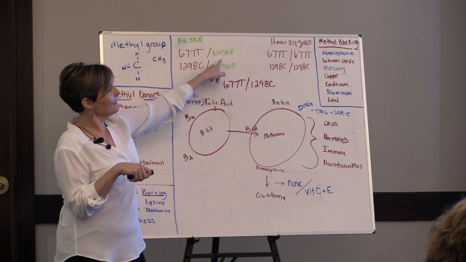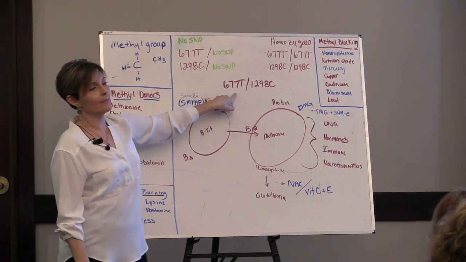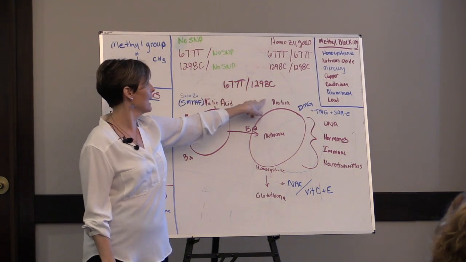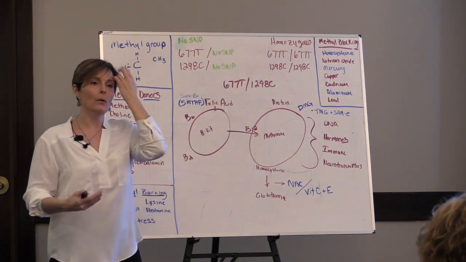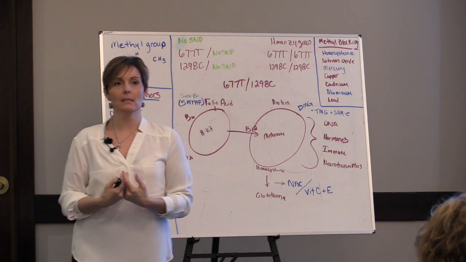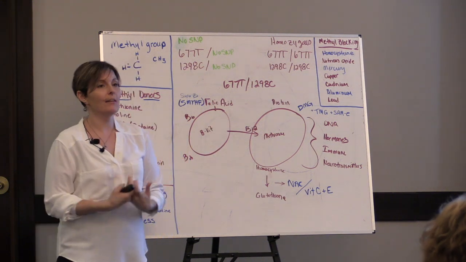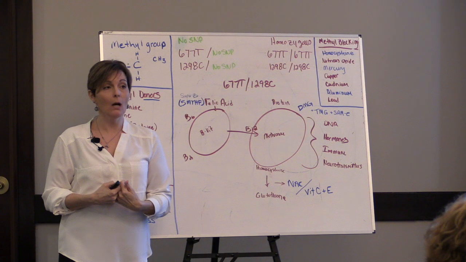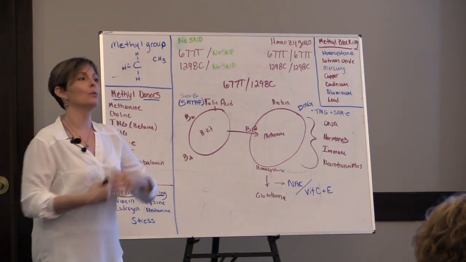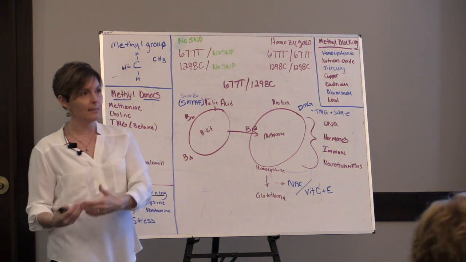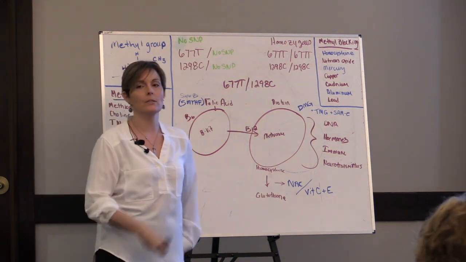And then when you're compound heterozygous, that means you're 677T and 129.8C, which means both of these coming together are what are known as chronic disease. Okay? It's not a death sentence. It just means you now know you need more. You need more folate. You need more glutathione. You need more NAC. You need more B12. You need more. You're special.